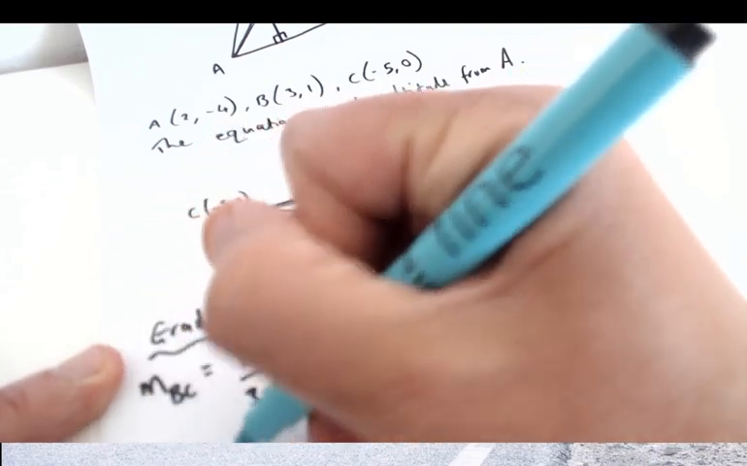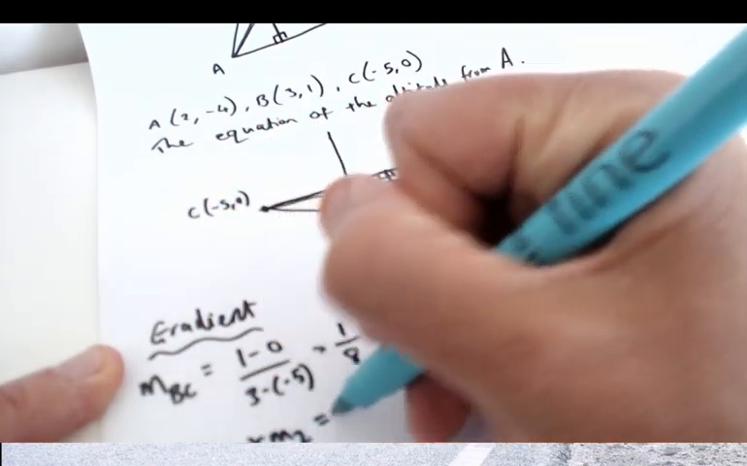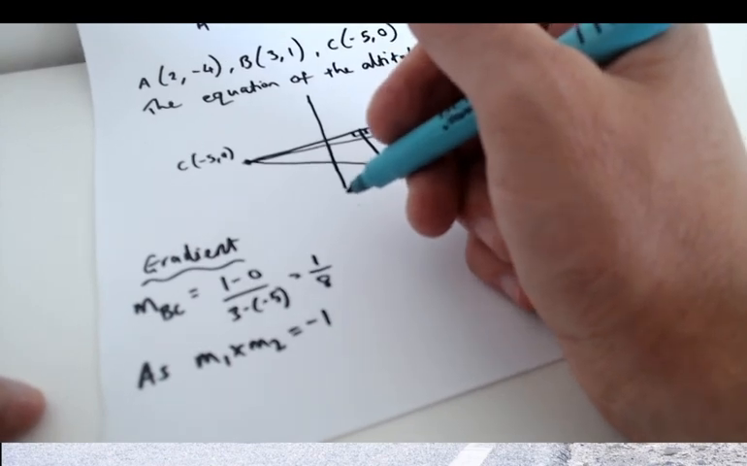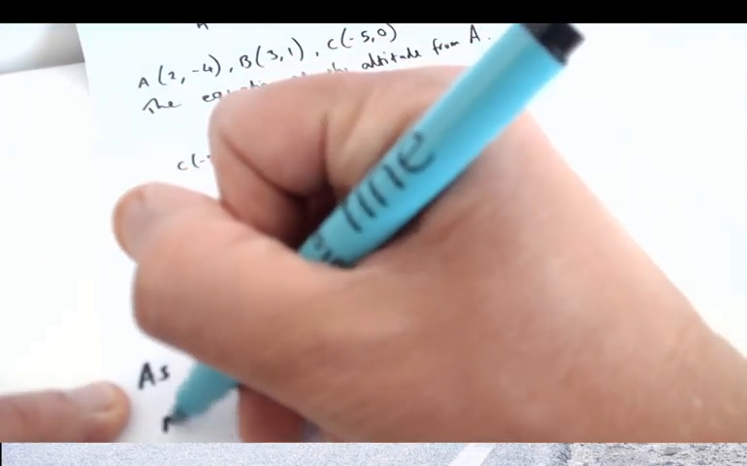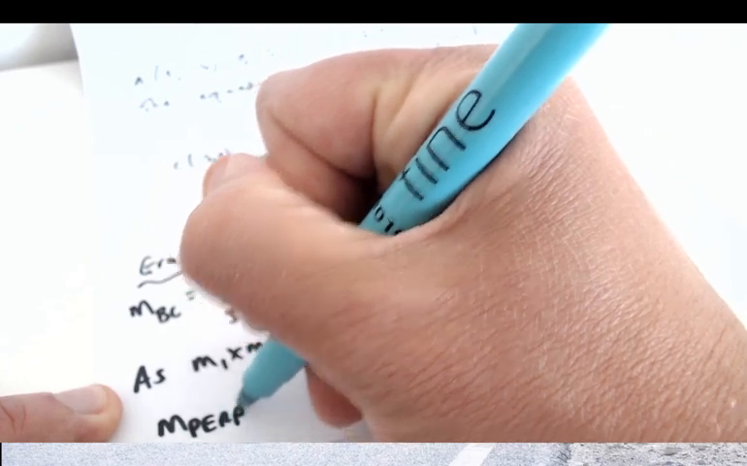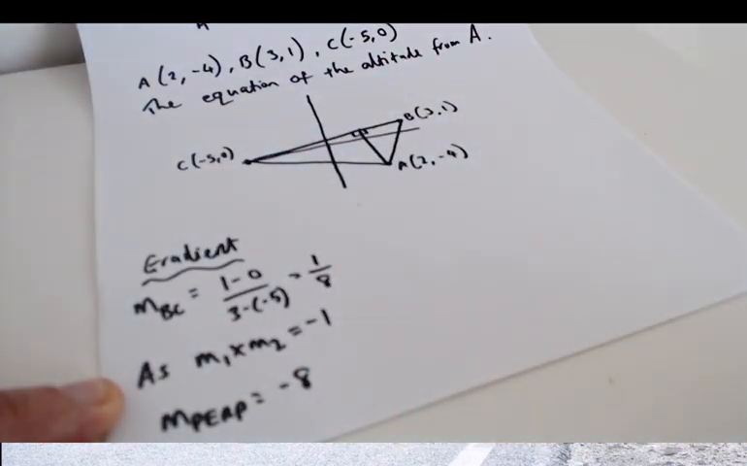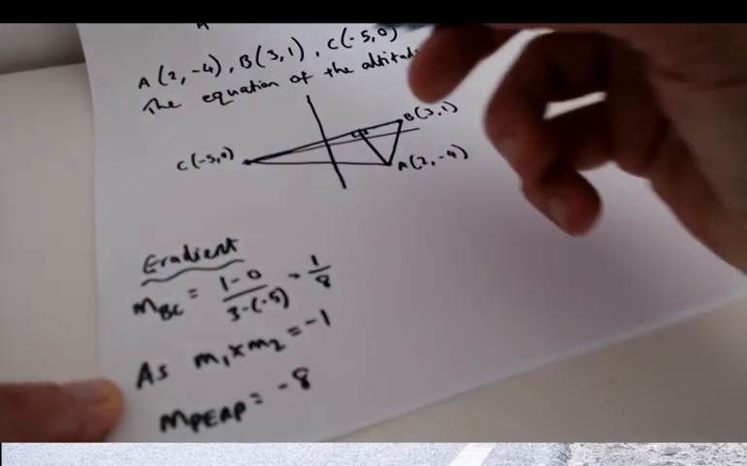As I'm going to do a perpendicular gradient, I just write down my little statement that indicates to the person who's marking it, I know what I'm talking about. I now want my perpendicular gradient, so I'm going to turn this upside down and change the symbol. If I did so, I would get minus 8 over 1, but I don't need to write the over 1.